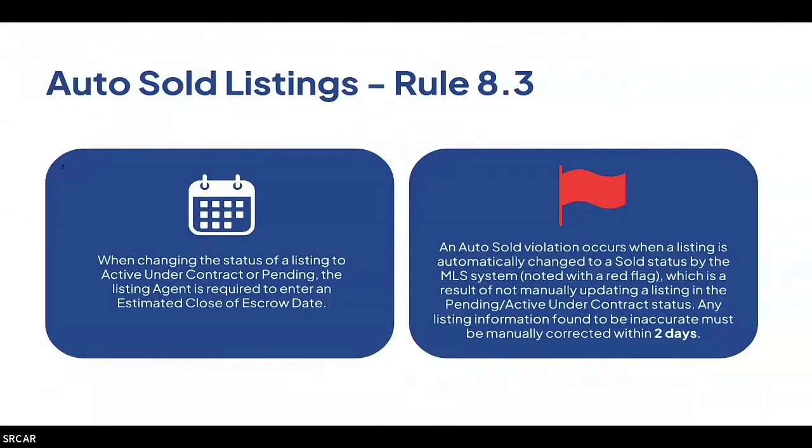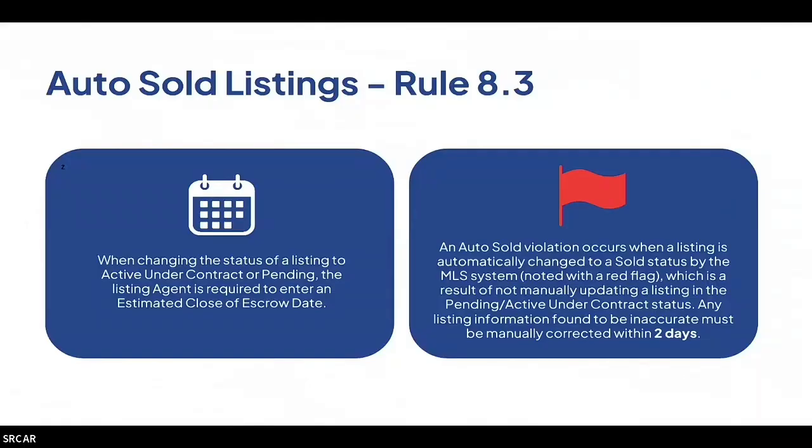Auto sold occurs when an offer has been accepted on a listing and the listing agent goes in to change the status of the property to either active under contract or pending. There's a mandatory field for them to enter the estimated close of escrow date. So when you enter this date, you have to remember what it is.